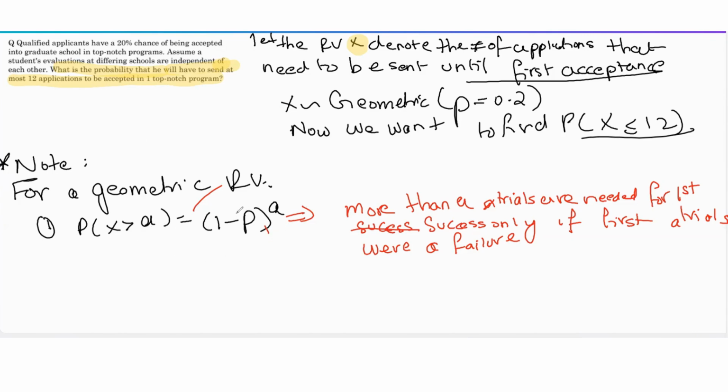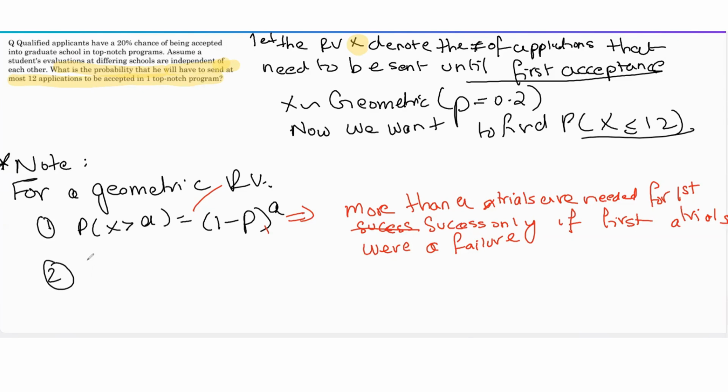So the probability of X greater than a is just the probability that the first 8 trials were a failure, which means the first trial is a failure and the second trial is a failure, and so on till the 8th trial is a failure, right? And we can multiply the respective probabilities because of the independence, right?